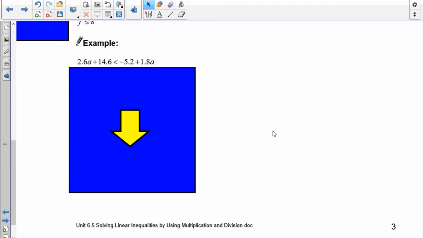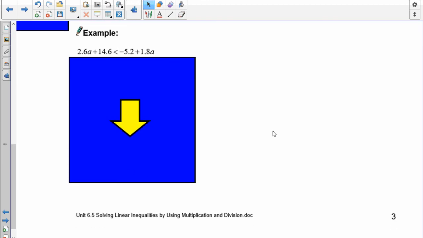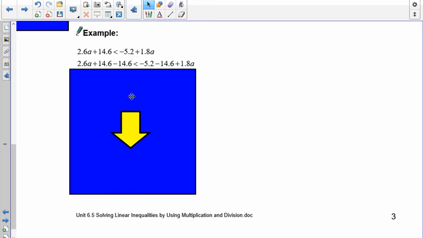Okay, so now let's take a look and do the big one with decimals here. So pause the recording and try this one. Okay, now remember what I told you. Try to keep the variables positive. Okay, so my first step is I'm going to get rid of the added part, the 14.6 here first. We'll deal with the variables second.